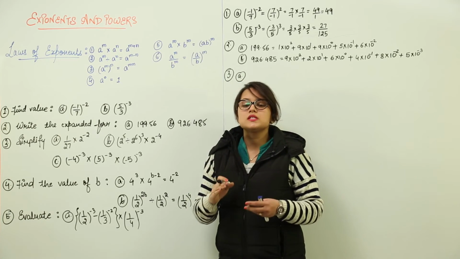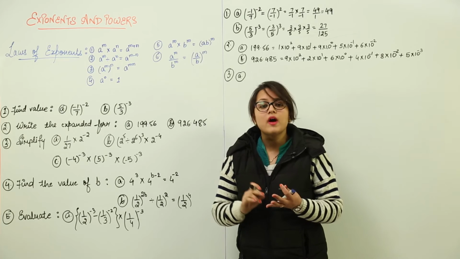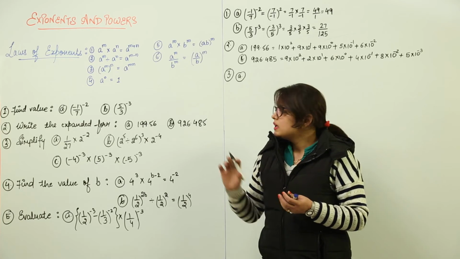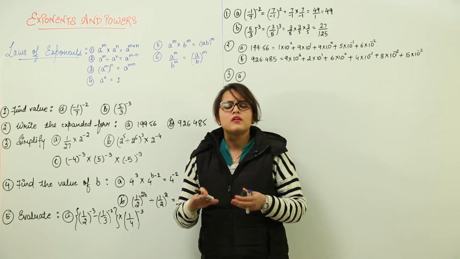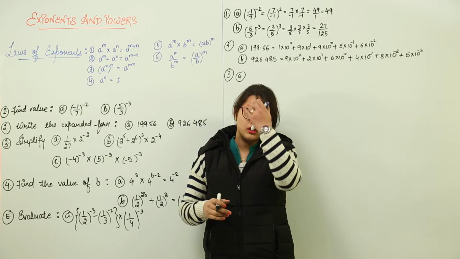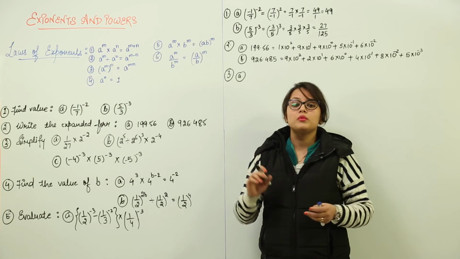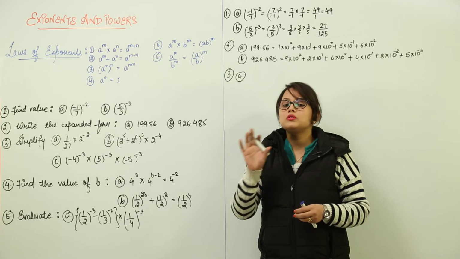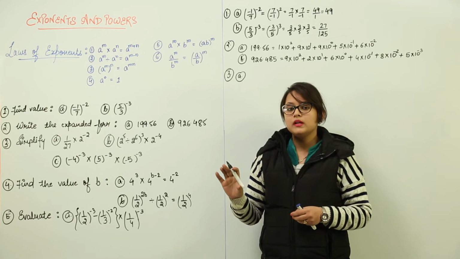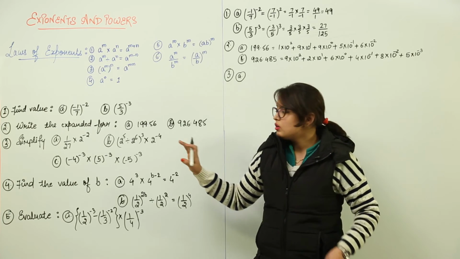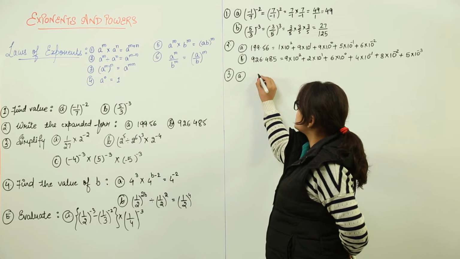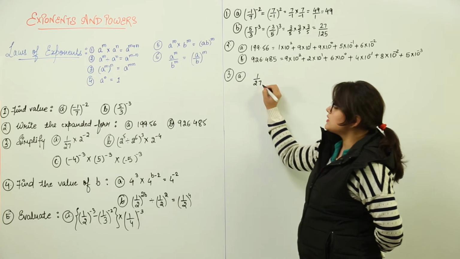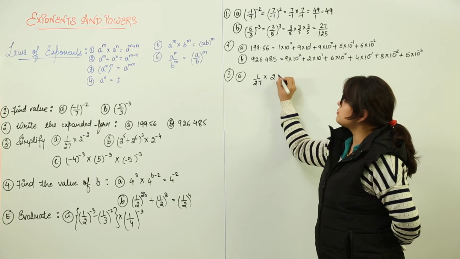See, when you get questions like find the value of, evaluate, simplify, in such questions there is no rule that you have to apply this particular law or this particular formula. You can apply whatever you can on your own depending on the question. Now over here let us discuss the first question, that is 1 by 27 into 2 raised to power minus 2.